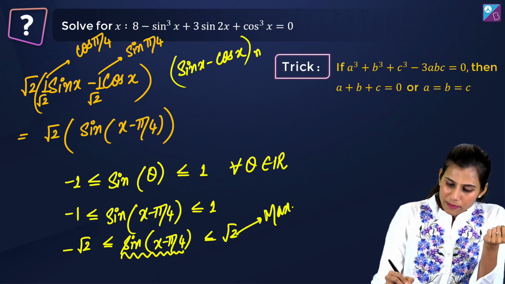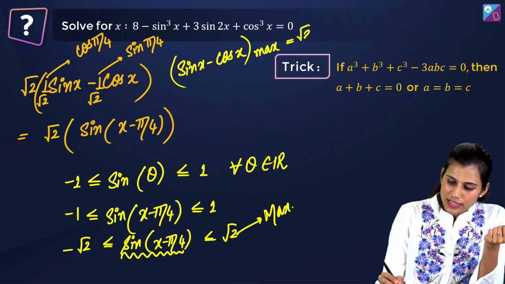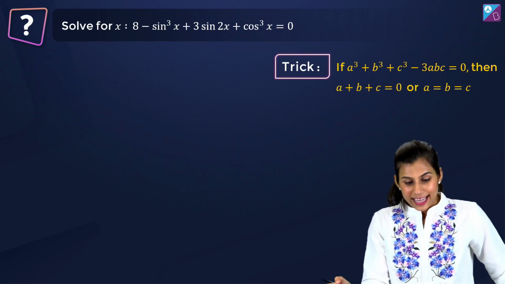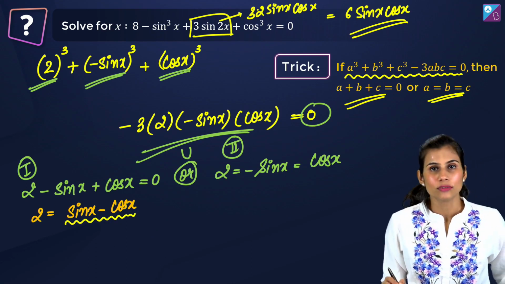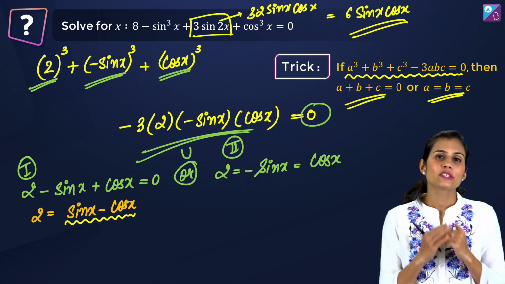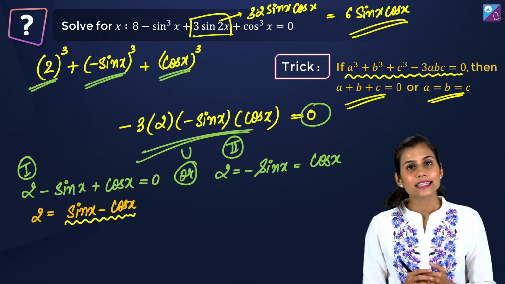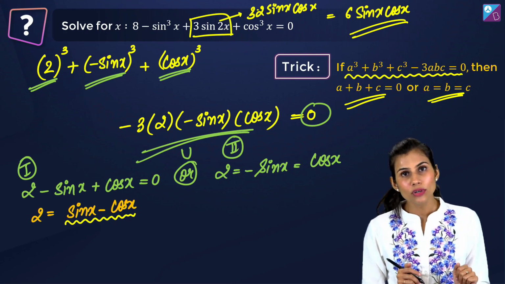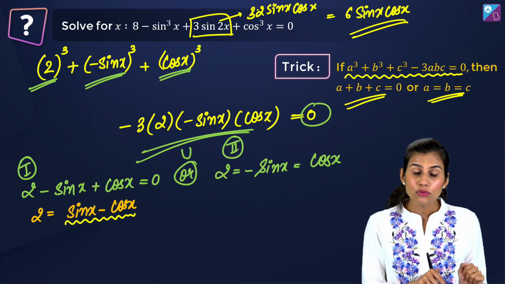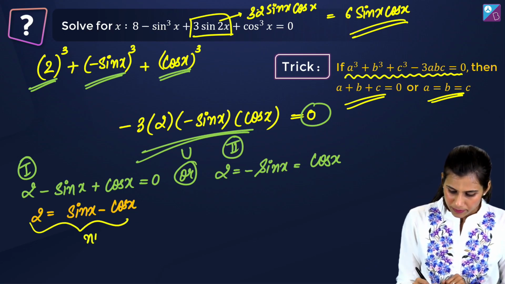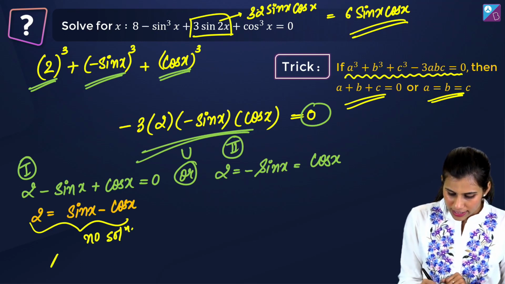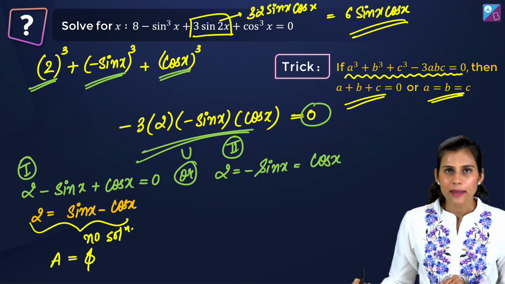What did we understand? Max value of sine x minus cos x is root 2, which is approximately 1.414. If sin x minus cos x can be at max root 2, nothing more than that, that means there is no possible real x for which sin x minus cos x can be greater than root 2. But this number 2 is greater than root 2. So this particular equation has no solution, or the solution set corresponding to the first equation is the empty set phi.